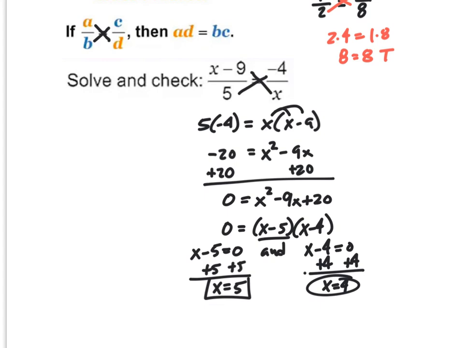Now we do need to check and make sure that 5 and 4 will work in this situation. We really just want to look at our denominators and make sure that there isn't a value for x that makes our denominator 0. So if I plug in 5 into this, -4 over 5, that's fine. We'll be good with that. And even if I plug in 4, we'll be fine. So that's that.